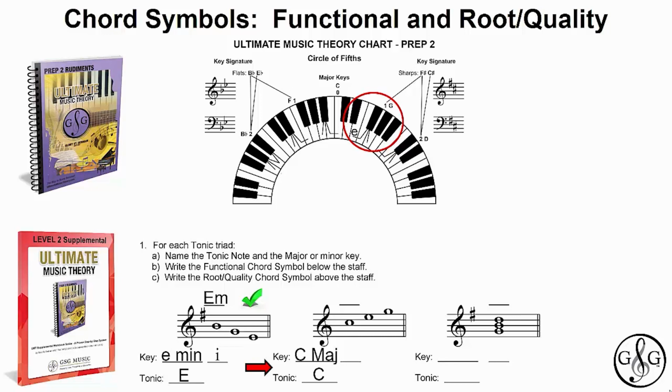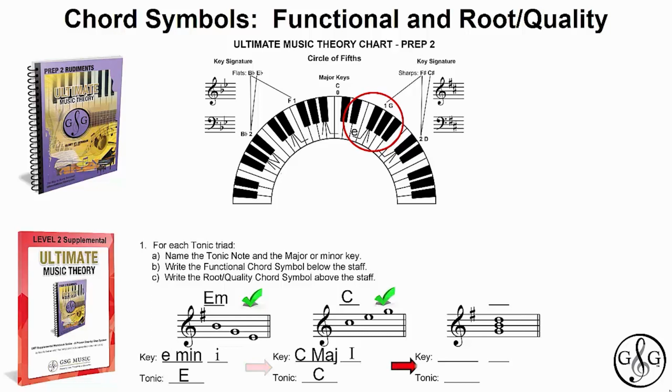Next, we're going to write the functional chord symbol below the staff. When we have a major triad, the chord symbol will be an uppercase Roman numeral I, representing our functional chord symbol. Next, we're going to write our root quality chord symbol above the staff. Since it is major, we will simply add C for the C major triad.